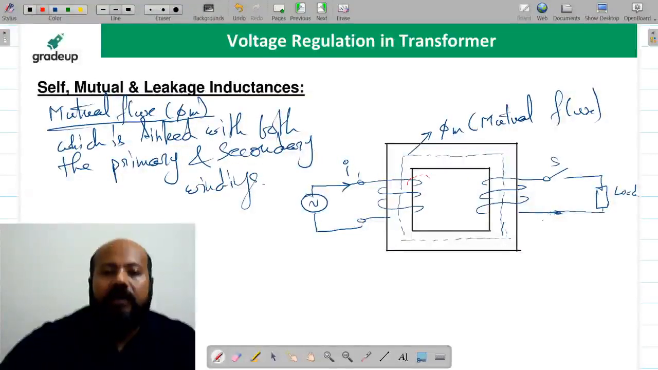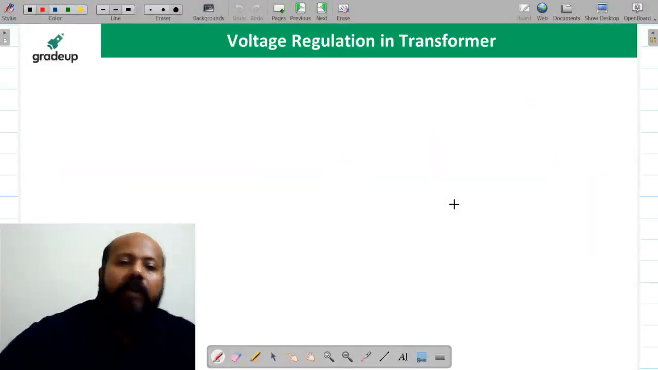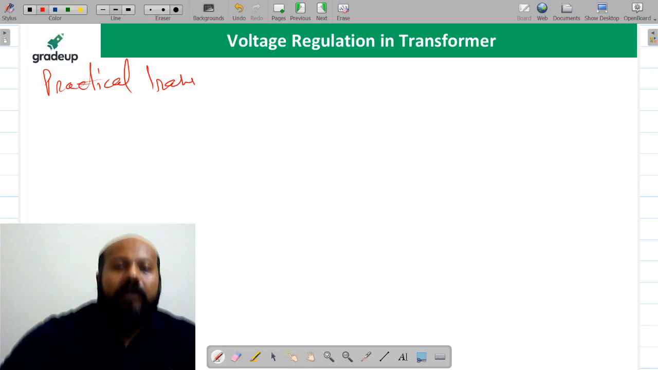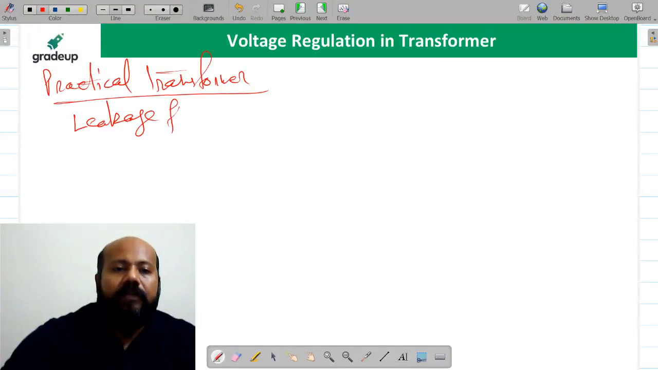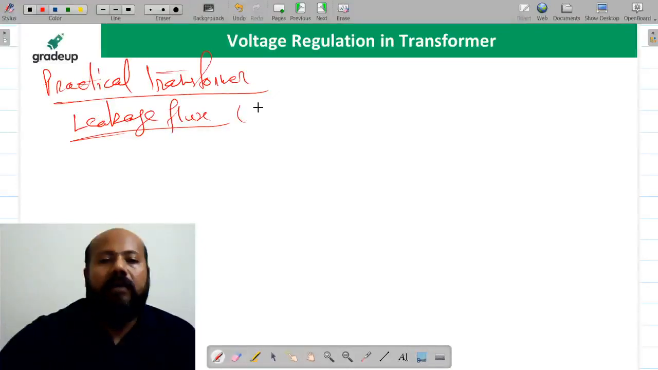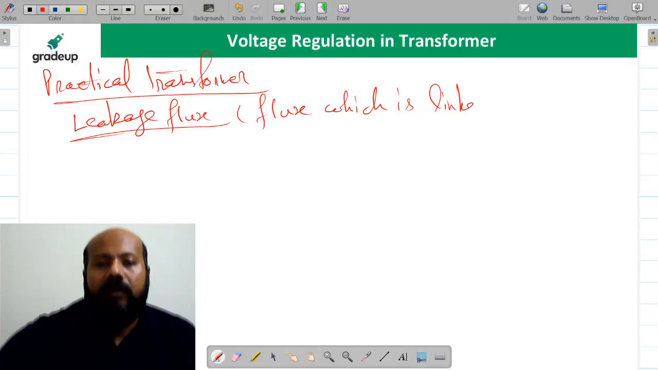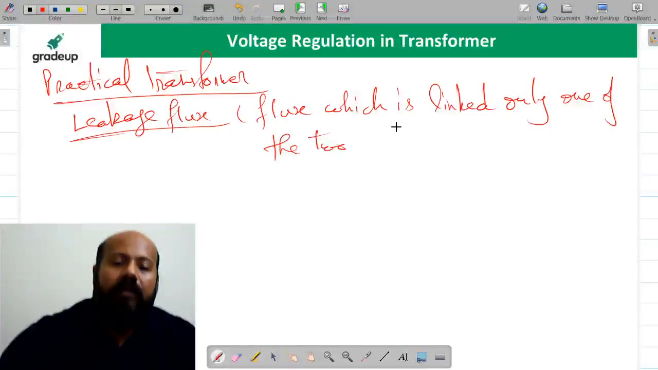But there is going to be some leakage flux also. Suppose we are talking about the practical transformer. For a practical transformer, there is going to be leakage flux. What is leakage flux? Flux which is linked with only one of the two windings. I hope it is clear.